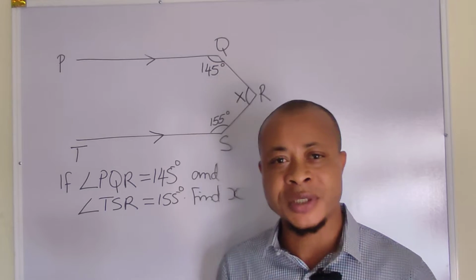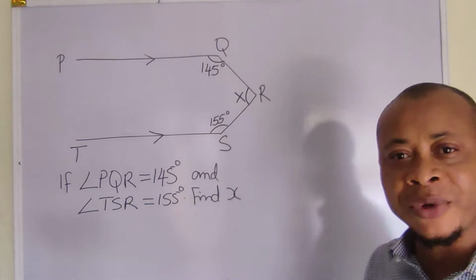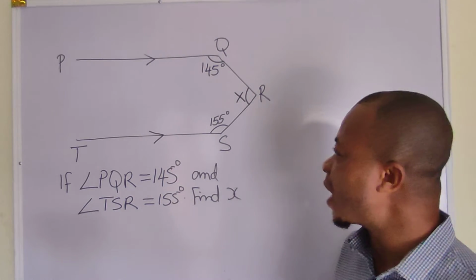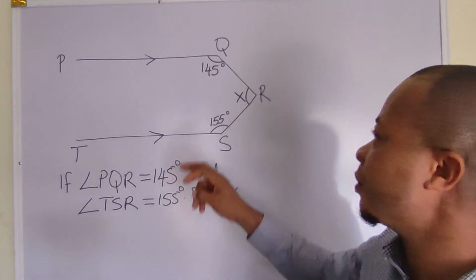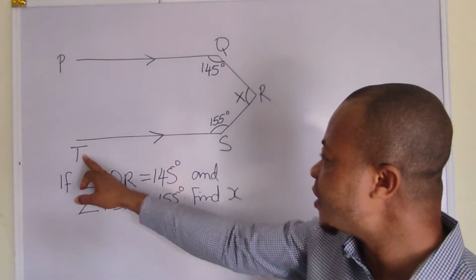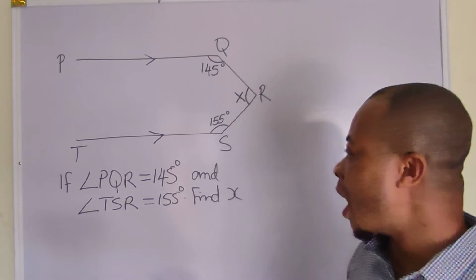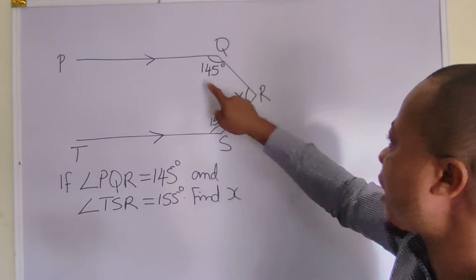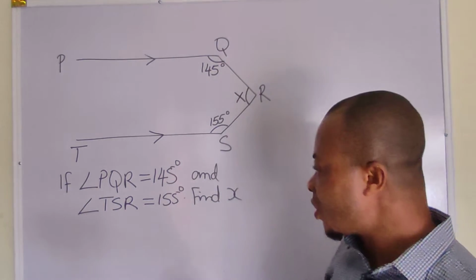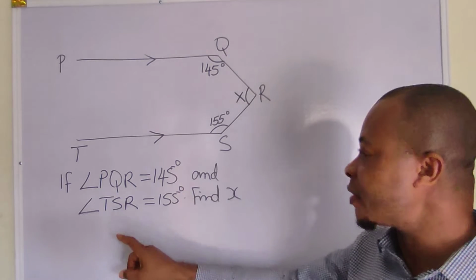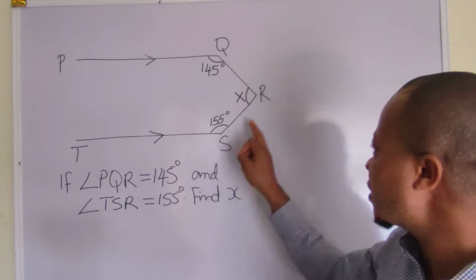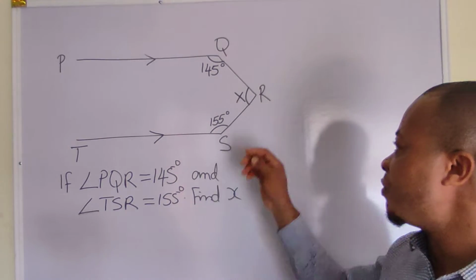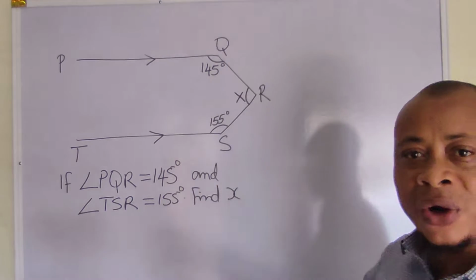Today, we have this question that involves the diagram you can see on the board. This diagram shows that line PQ is parallel to line TX. And we are given angle PQR as 145 degrees. Also, angle TSR is 155 degrees. Then the question says we should find the value of this unknown angle here called x.